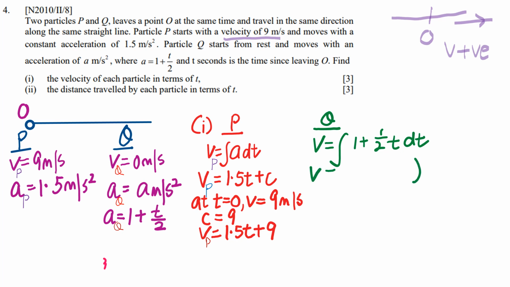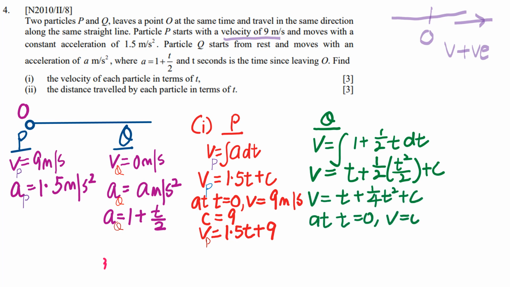So for particle Q, we need to integrate 1 plus half t. Integrate 1, you get t. Integrate t, get t squared over 2 times half. Again, you need a constant C there. And we are told that the initial velocity is 0 when time is equal to 0. So you substitute inside there and you will see that your constant C is 0. Finding this constant C is very important, remember that, because we're actually dealing with an indefinite integral. And then you get the expression for the velocity for particle Q. So that is part I.